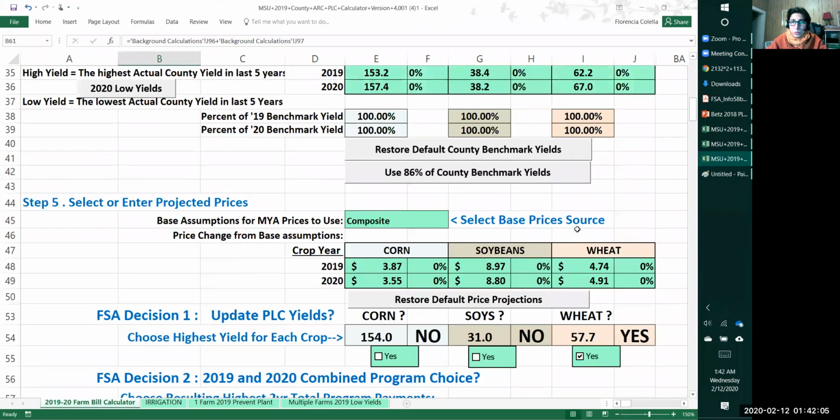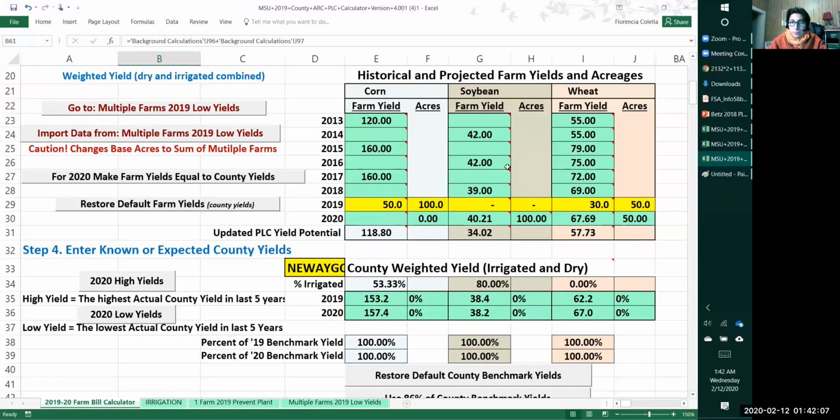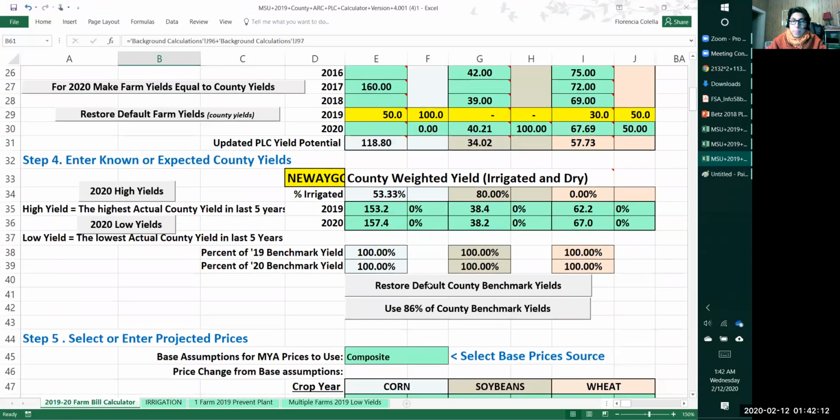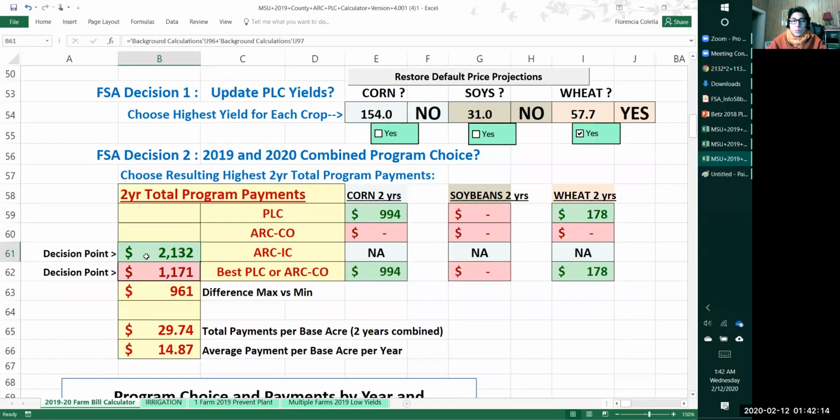And so when we ran the calculator and entered all of that information, we found out that that farm was better off signing up for ARC IC, where this was just for the whole farm. It would not pay through corn, beans, or wheat. The payment is just for the whole farm, and it was quite a lot higher than if they would have signed up for PLC or ARC County.